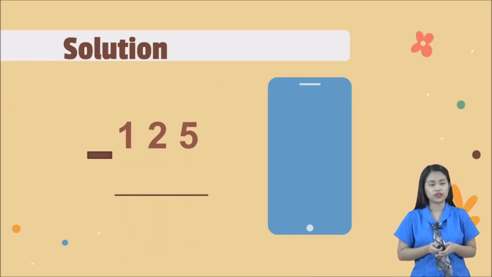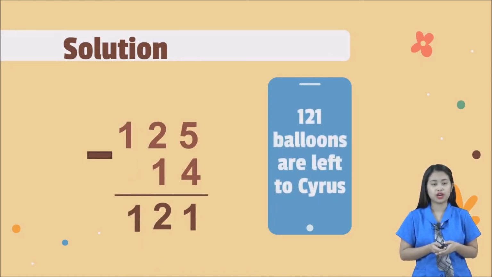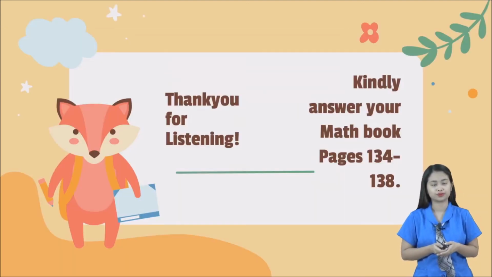So 125 minus 14. 5 minus 4 we have 1. And 2 minus 1 we have 1. And we are going to put 1 under. So the answer is 111 balloons are left to Cyrus.